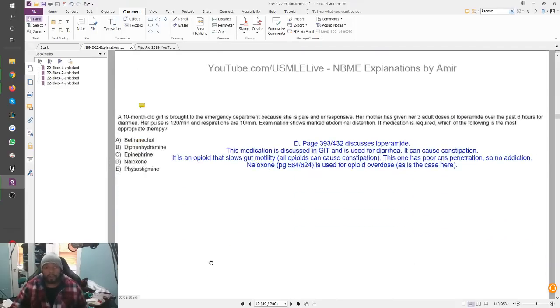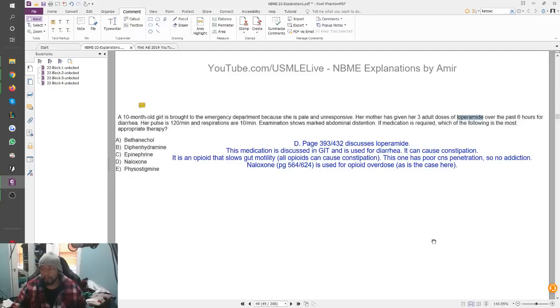A 10-month-old girl is brought to the emergency department because she is pale and unresponsive. Her mother has given her 3 adult doses of loperamide, a medication NBME likes talking about, over the past 6 hours for diarrhea. Her pulse is 120 per minute. Respirations are 10 per minute. Examination shows marked abdominal distension. If medication is required, which of the following is the most appropriate therapy?